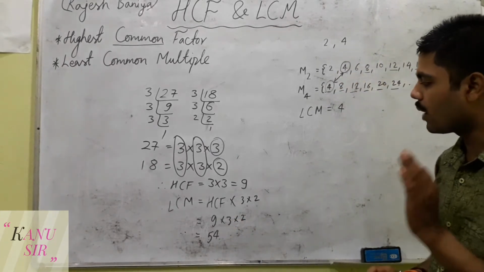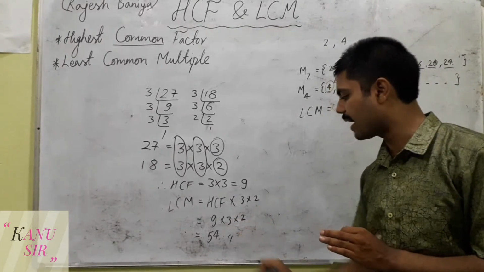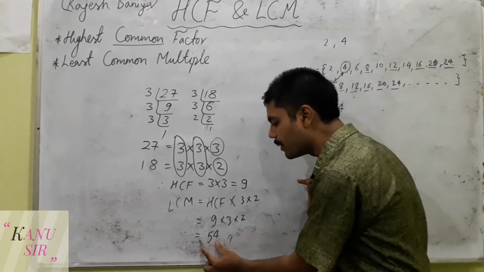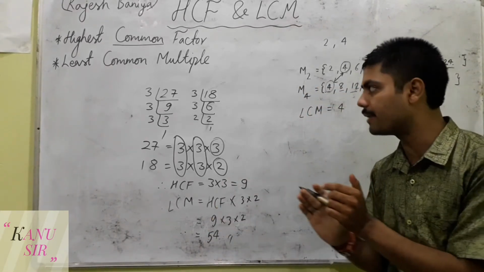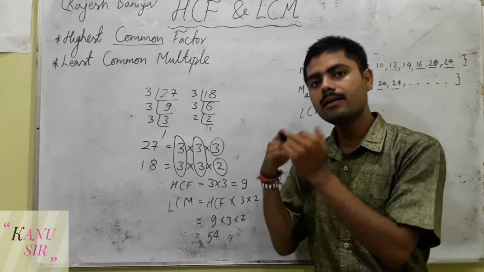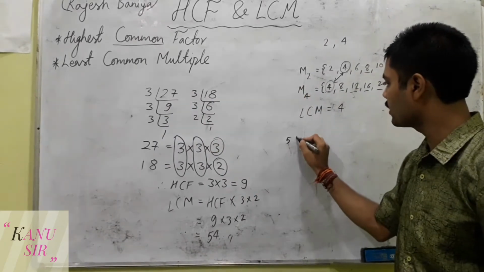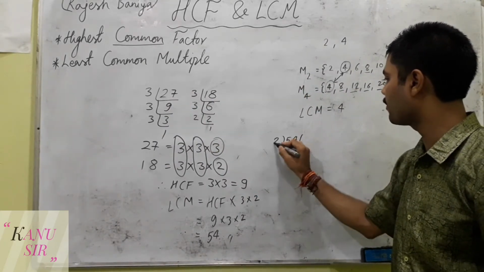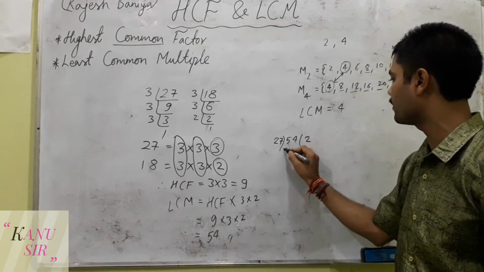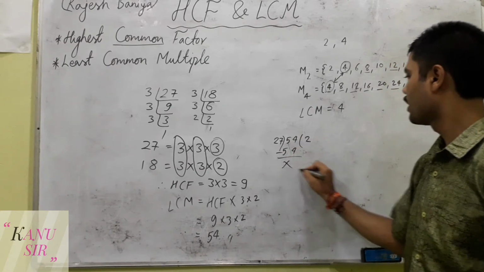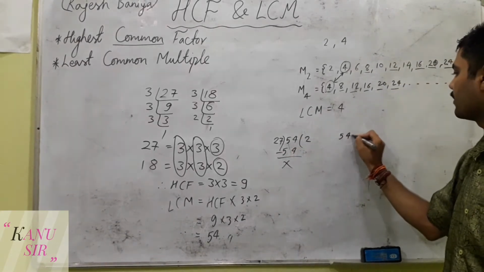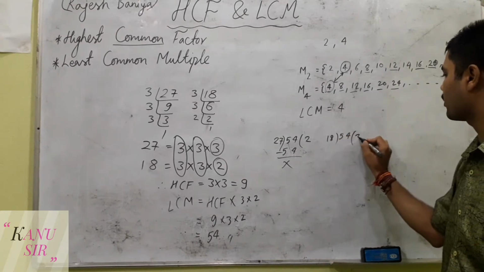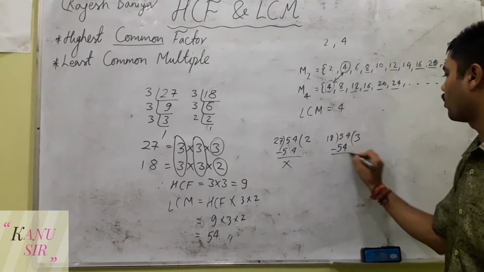It means what we have understood about LCM is that there must be a common number that can be divided by both 27 and 18. So 54 can be divided by 27, like 27 times 2 is 54. Also 54 can be divided by 18, like 18 times 3 is 54.